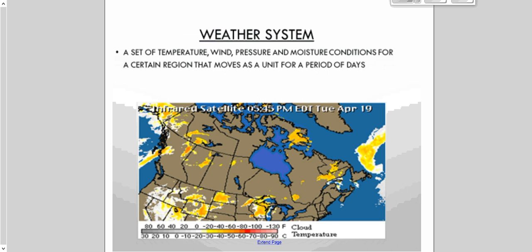So a weather system is a set of temperature, wind, pressure, and moisture that we're going to have over a period of days. For example, today as I'm recording this, it's hot and dry, but just a few days ago it was cool and rainy. It was also very windy. So this would be a weather system that is moving over us.